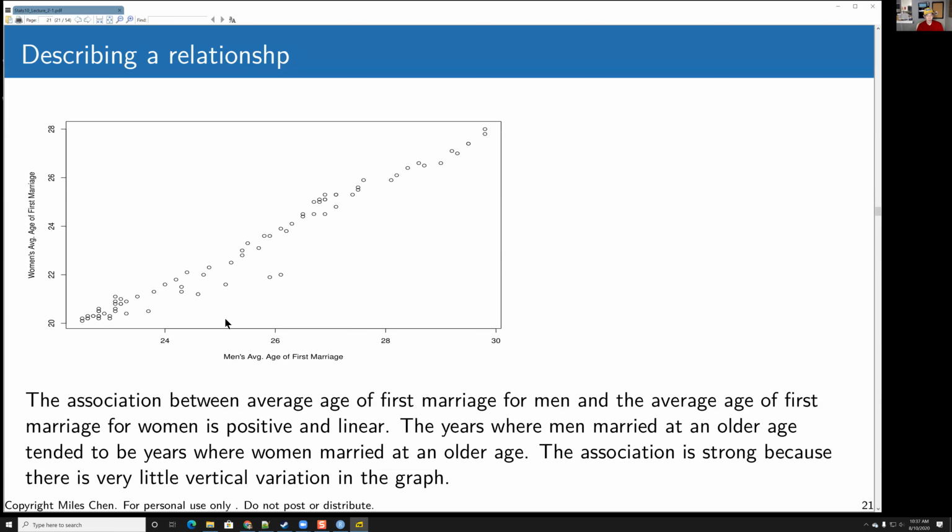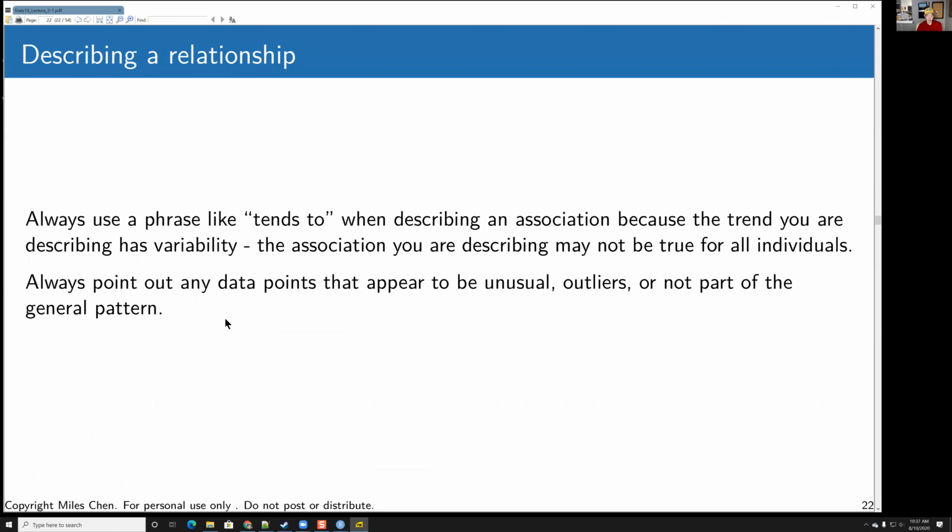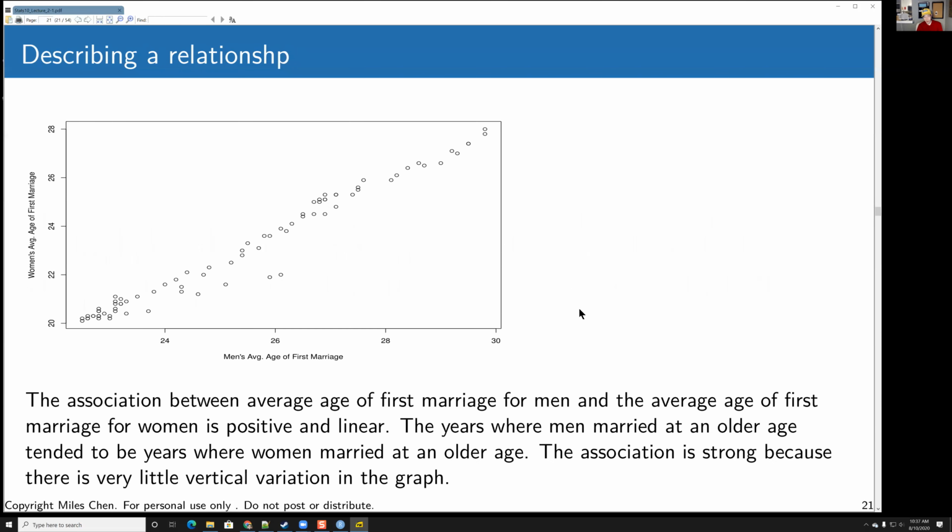And then we didn't really do this, but if there are individual dots that stand out or appear to be unusual or outliers, not part of the general pattern, it's probably worth noting, right?